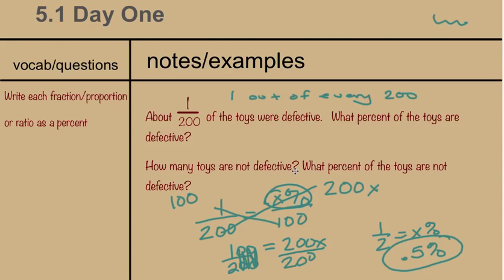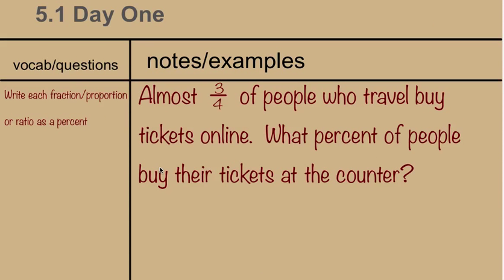How many toys are not defective? So now here I'm just talking toys, I'm not talking percent. If 1 is defective, 199 are not defective. What percent of the toys are this? Well, I could either set up a new proportion, or I could just subtract this from 100 and get 99.5%. Those are two ways to solve that. I'm running short on time here before the computer won't let me record anymore, so I'm sorry if I'm rushing through the last few, but let's see what we can do.